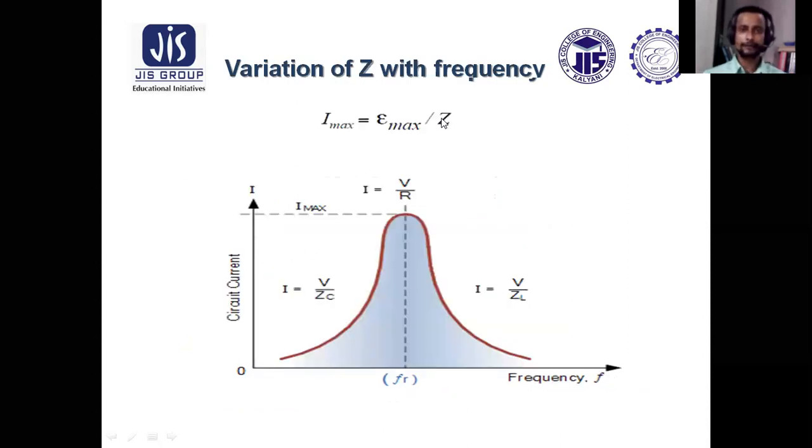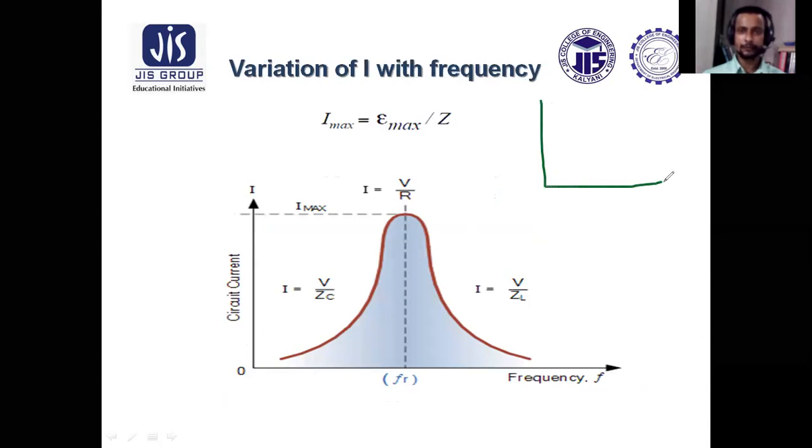Now how does current behave? See, for a constant voltage, what was the impedance curve with frequency? It was like this. As impedance is decreasing till resonant frequency, current will be increasing because current and impedance are reciprocal to each other. Then again, impedance is increasing, so current is decreasing. Okay.